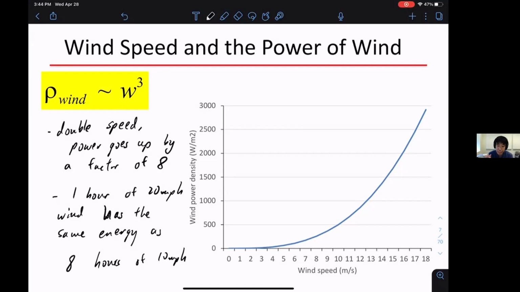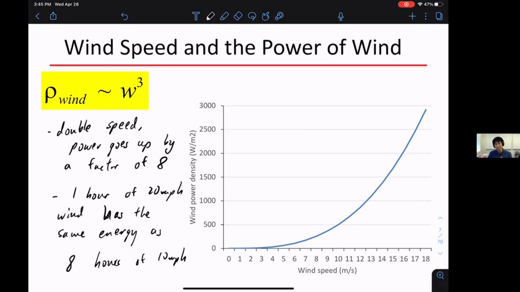Right. So again, cubic is a very fast growth, right? So this cubed is really what makes speed so important for deciding where to locate wind turbines, whereas you don't have this kind of scaling for solar. For example, if you look at Seattle and Southern California, the irradiance differs by a lot, but the power doesn't differ by an order of magnitude.